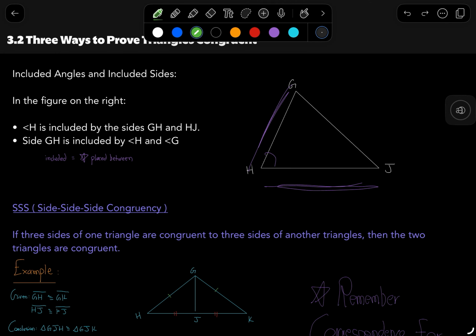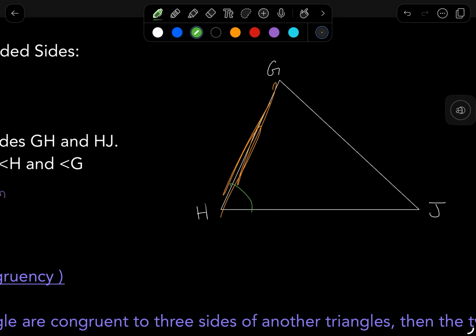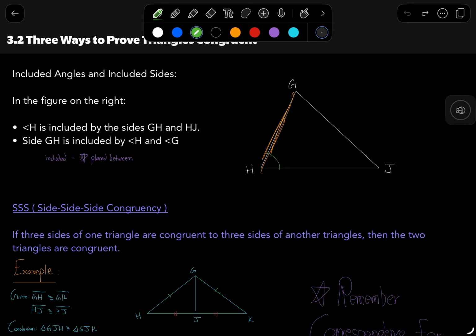Side GH is included by angle H and G. Once again, that makes sense. This side is between these two angles. Again, if you think of included, it just means between. That's how I interpret it. But that's useful to know for these little congruencies we're going to learn about.